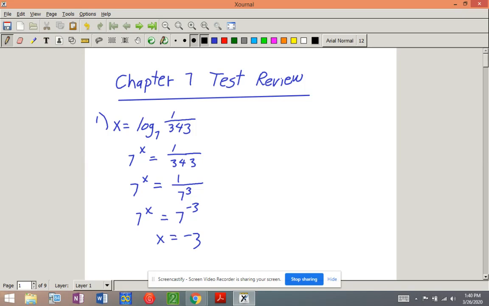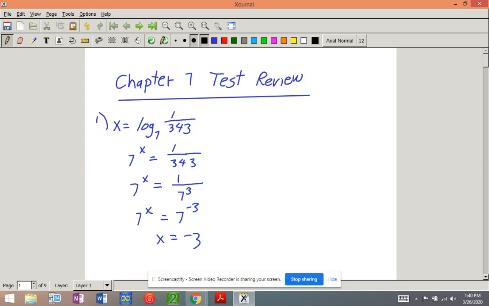Okay, so look at that first problem. You see it's log base 7 of 1 over 343. So we're looking for the exponent on 7 which gives that fraction. So what we did was we assigned x equal to that log expression. So we have x equals log base 7 of the fraction. And then we wrote that in exponential form. So the base was 7, log was x, so 7 to the x power equals the fraction, 1 over 343.